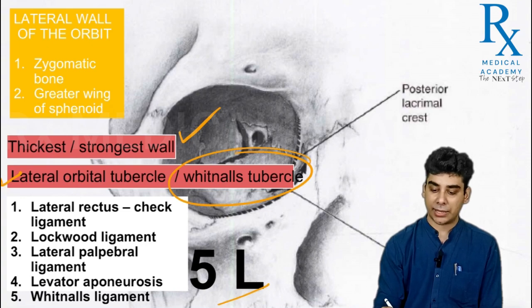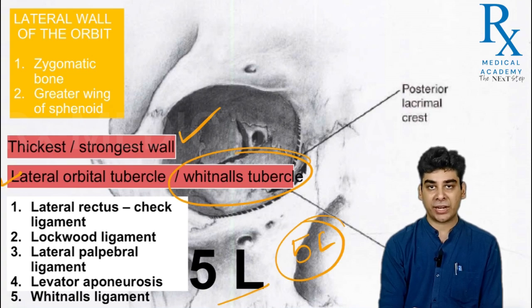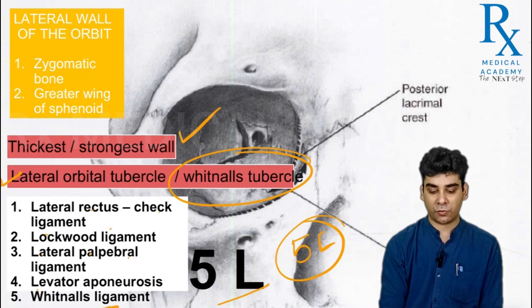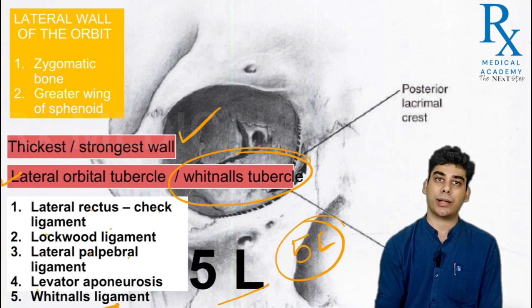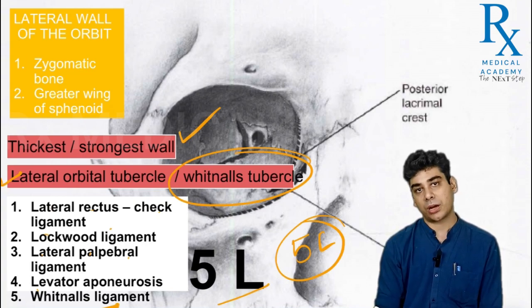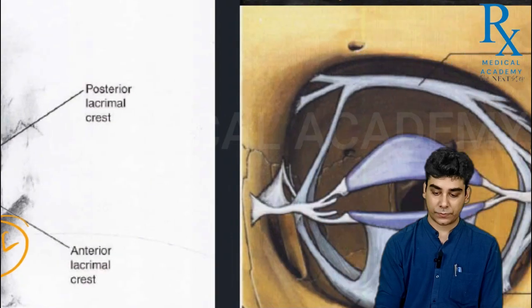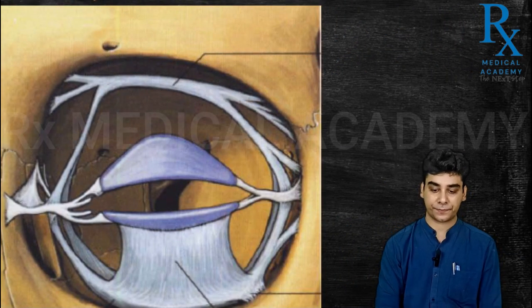इसको याद करने का तरीका है कि it has got 5 L's in it, right? So we have the lateral orbital tubercle, which will be the attachment to the lateral rectus का ligament, Lockwood ligament, lateral palpebral ligament, levator aponeurosis और ligament of Whitnall. ये 5 चीजें हैं जो हमारी lateral orbital tubercle पे जुड़ी होती हैं.